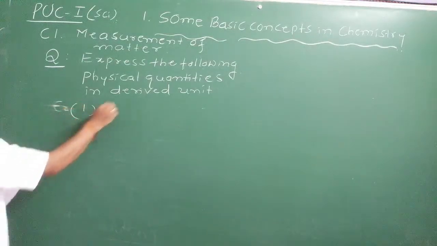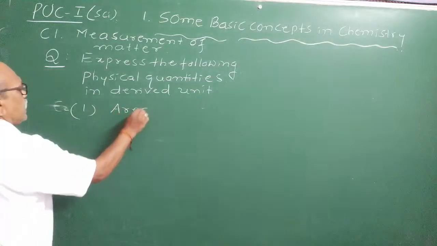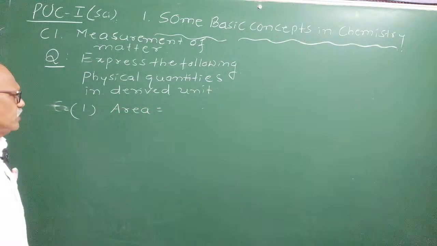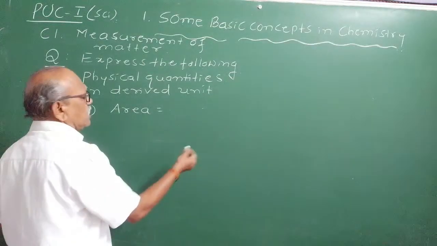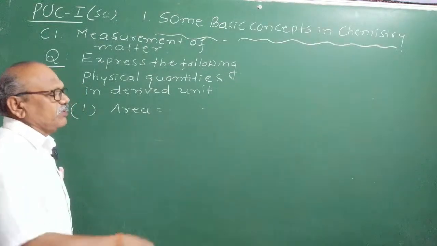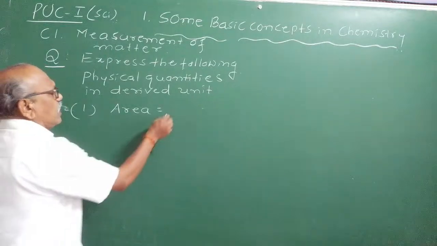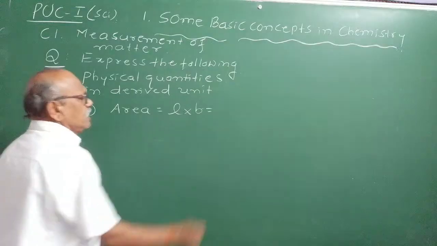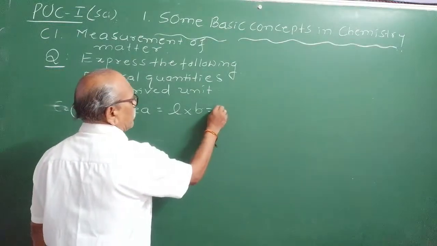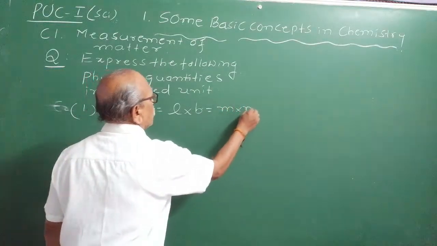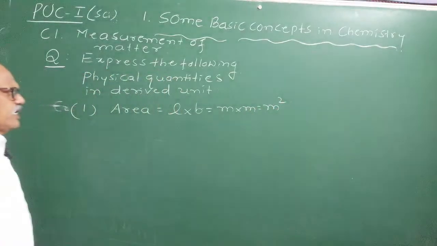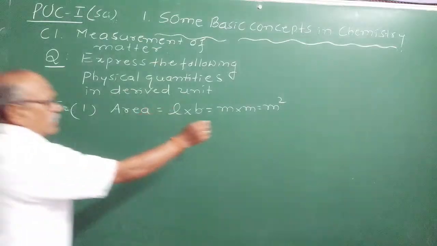First one, area. We'll have the formula. Area, say, generally is two-dimensional. If it is a rectangle, it will have length into breadth. Its unit of length in SI unit is meter, so the SI unit of area, the derived unit, is meter square.